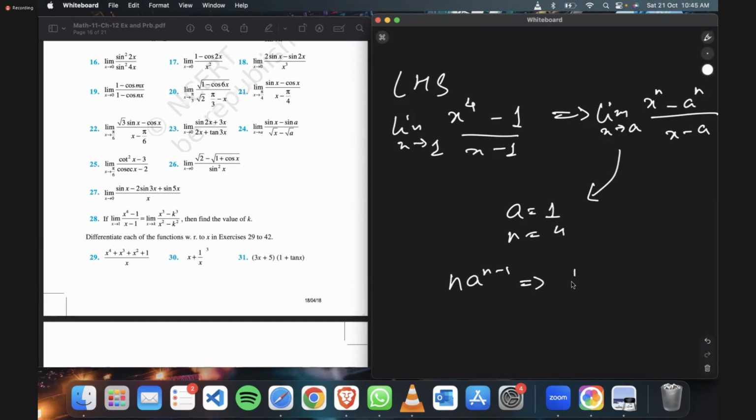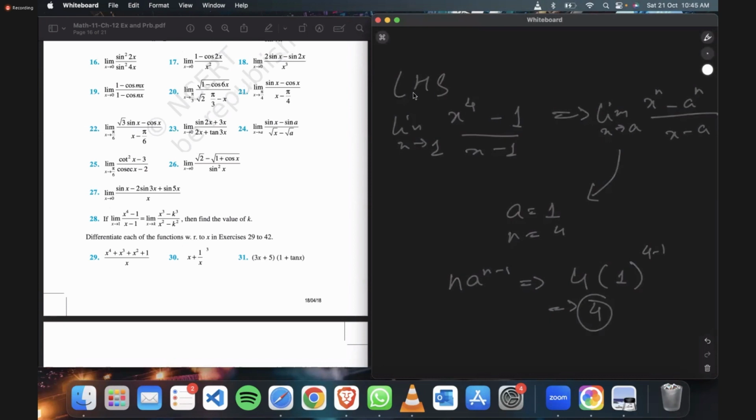What is there? N is 4, right? A is 1 raised to the power of 4 minus 1, right? This is equal to 4. So LHS we have equal to 4. Now let's solve for the RHS as well.